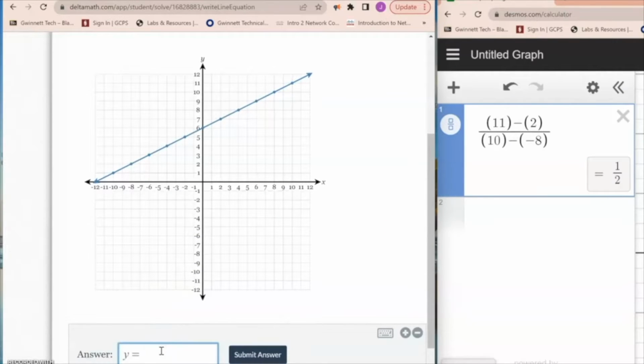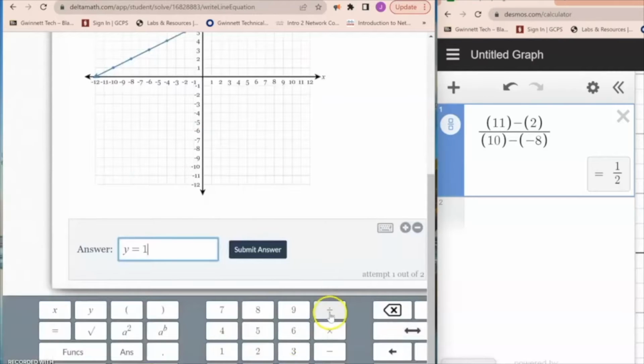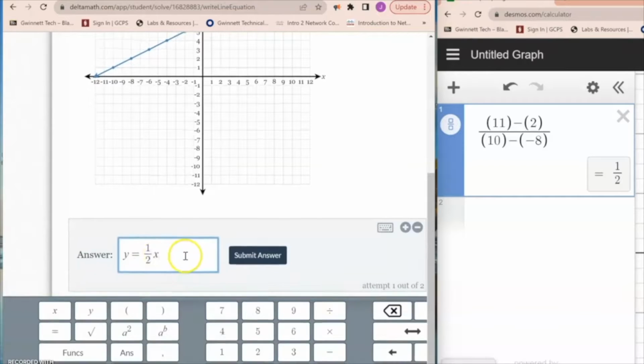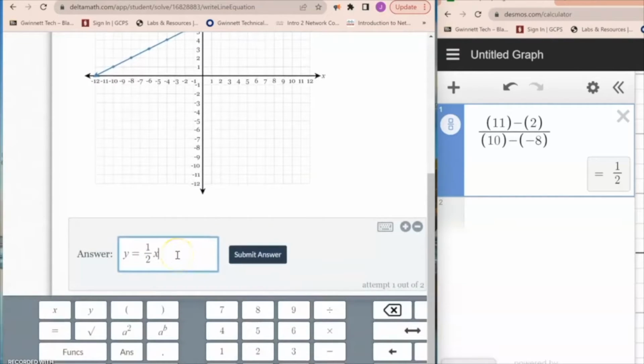So I go y equals my slope, which is 1 divided by 2, or you can click right here. In fact, let me click right there and hit divide by 2. And then x. Now, is x supposed to be on the bottom like that? No. So just be careful with what you're typing. Click out of that, then x. And my y-intercept was 6, so +6. So now I'm just putting the information back in here.